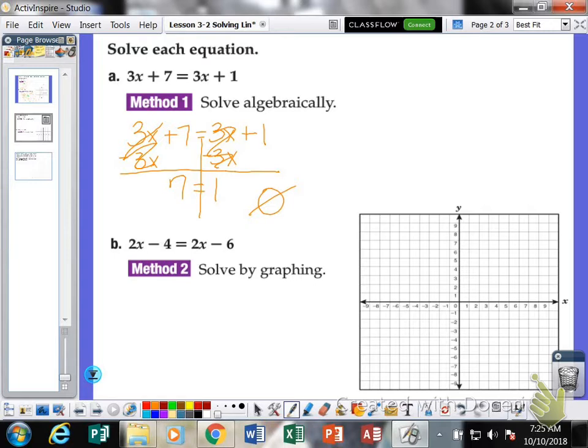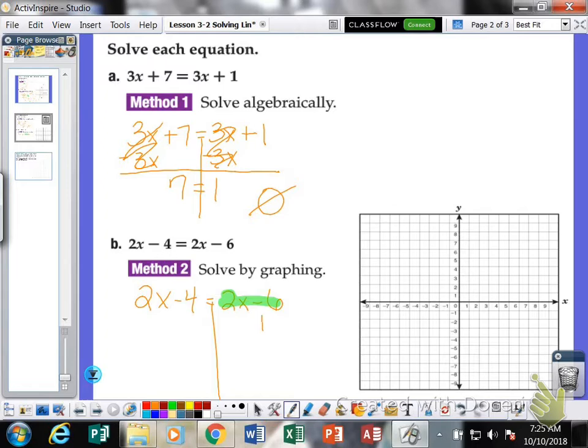Basically, it's saying that the line doesn't cross the x-axis. There is no value for x that would ever make these true. If I want to solve by graphing, again, you want to rearrange this equation. Anytime you're graphing, you want to rearrange the equation so that 0 is on this side. So we want to get rid of all of the 2x minus 6.